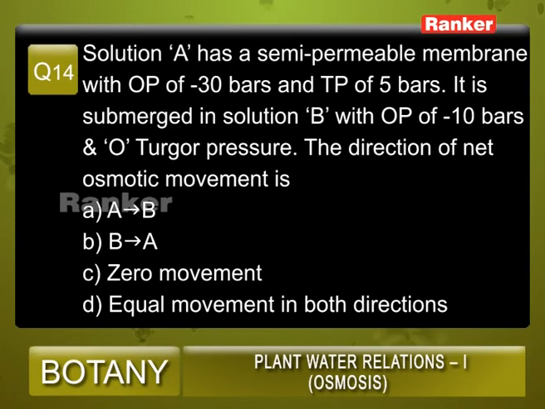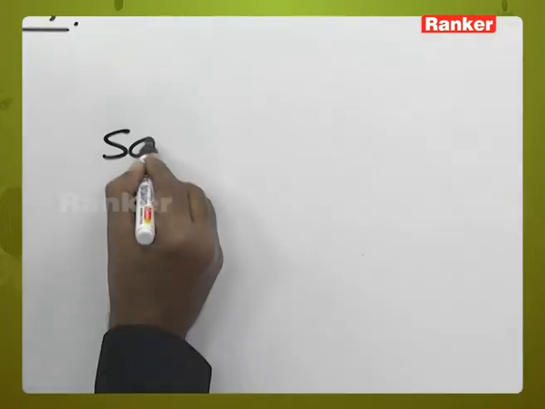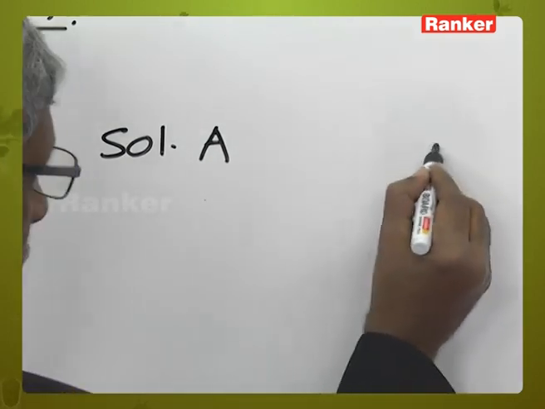Question number 14. Solution A has a semi-permeable membrane with OP, osmotic pressure, of minus 30 bars and turgor pressure of 5 bars. If it is submerged in a solution B with OP of minus 10 bars and 0 turgor pressure, the direction of net osmotic movement is A. A to B, B. B to A, C. 0 movement, D. equal movement in both directions. Imagine we have two solutions, solution A and solution B.